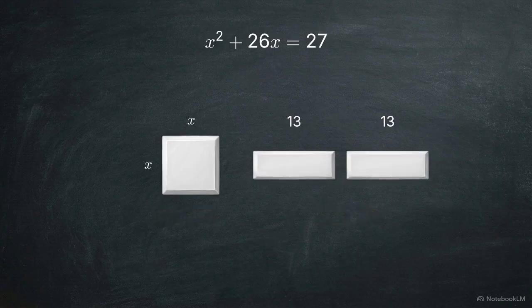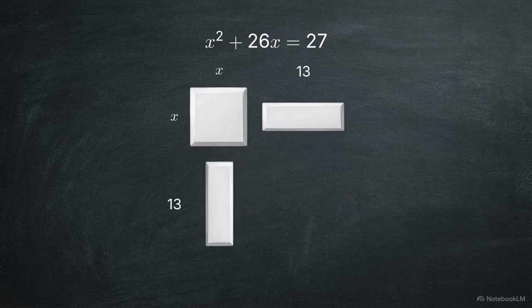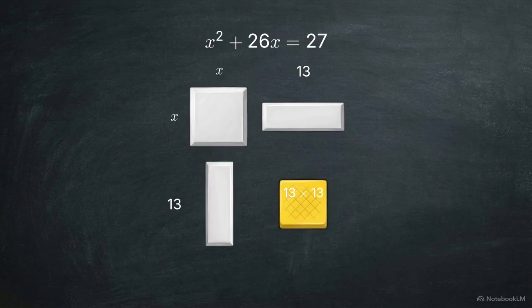To find x, they would split the 26x rectangle in half and move the two 13x pieces to the sides of the square. This created a new, larger shape that was almost a perfect square, except for one missing corner. That missing corner is a 13 by 13 square.